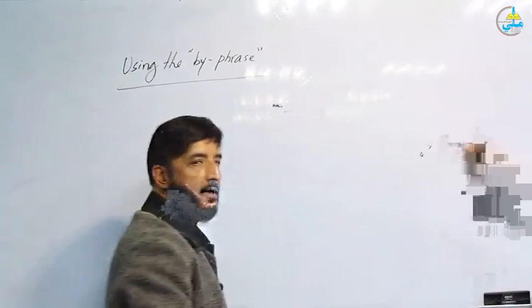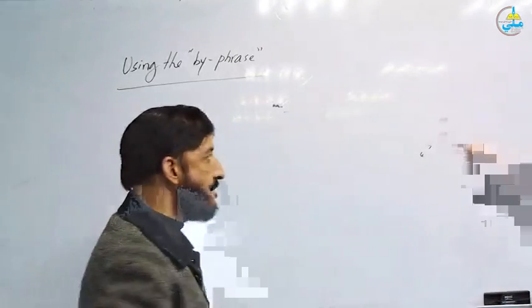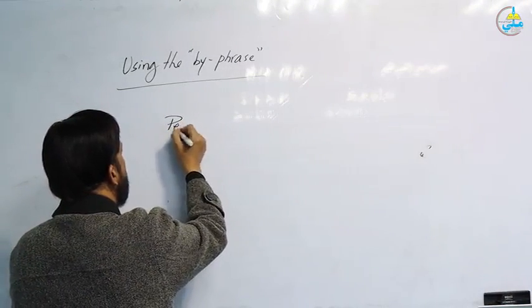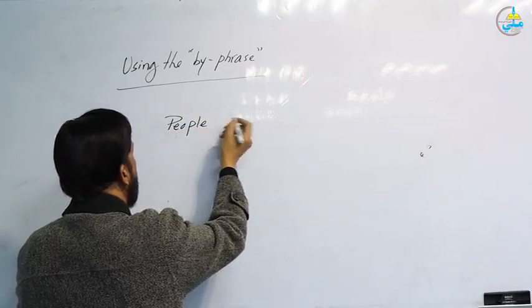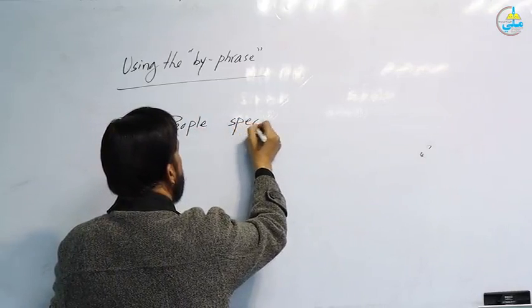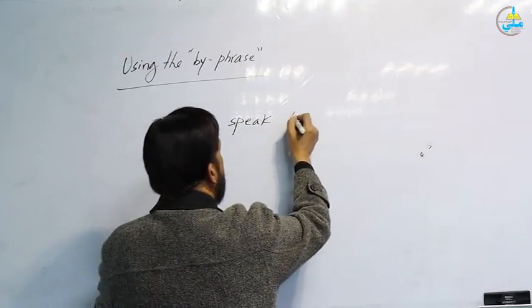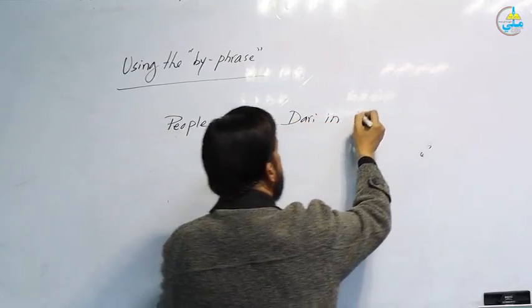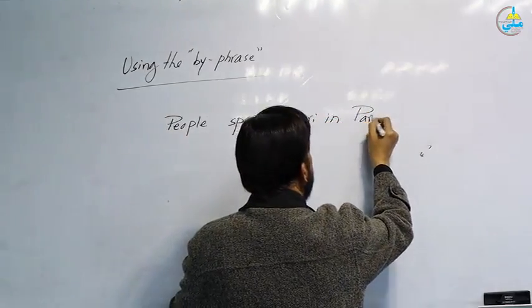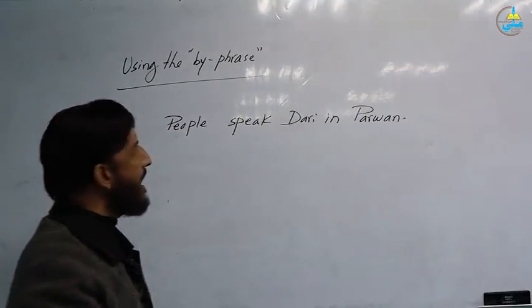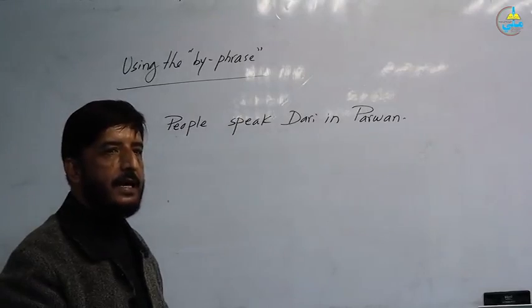For example, in sentences where a by phrase is not needed. For example: People speak Dari and Parwan. Look, people speak Dari and Parwan. This is an active sentence.